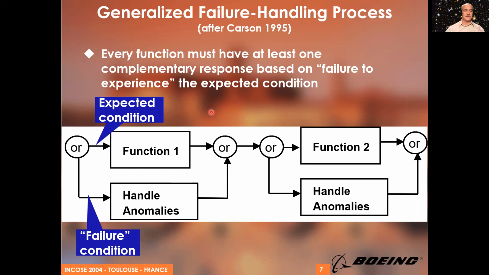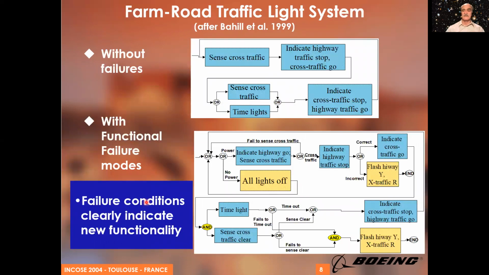Once we do that, we notice that this is based on functional failure. I didn't get the prior function, so now what do I want to do? I want to do something different, perhaps. It's easy to see this in example, the Farm Road traffic light system after Terry Bayhill's design methods comparison project from 1999. Functional flow is pretty simple for a farmer trying to cross a busy highway with a traffic light.